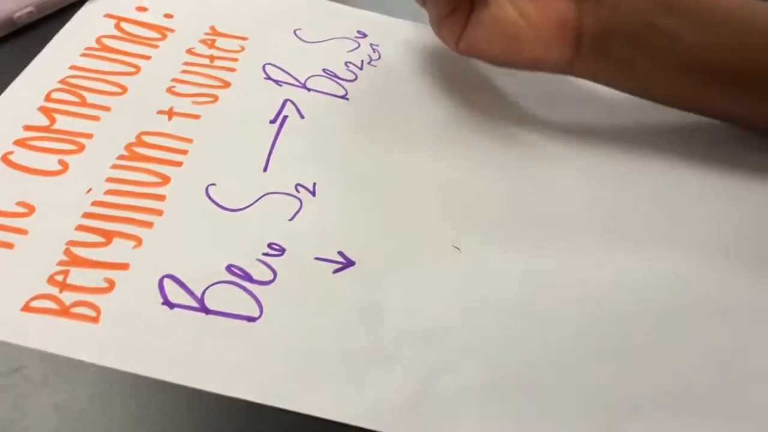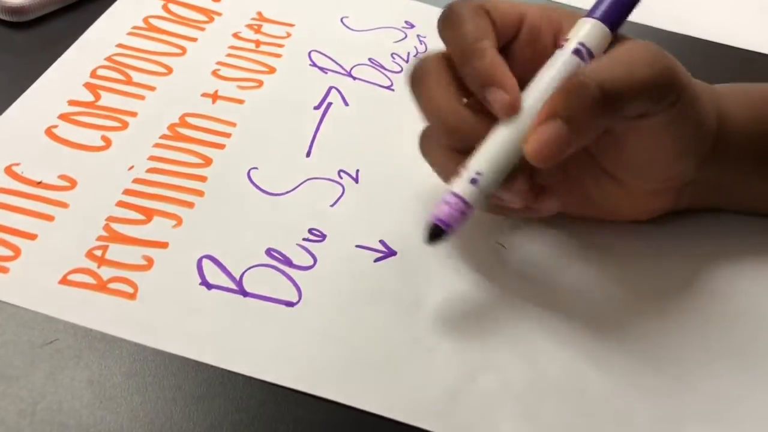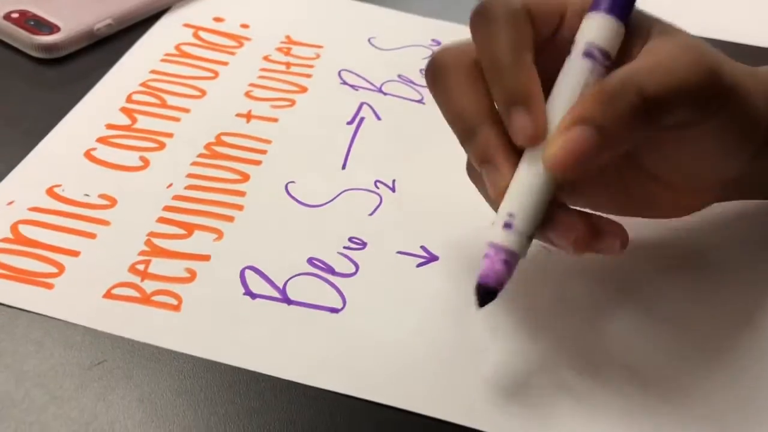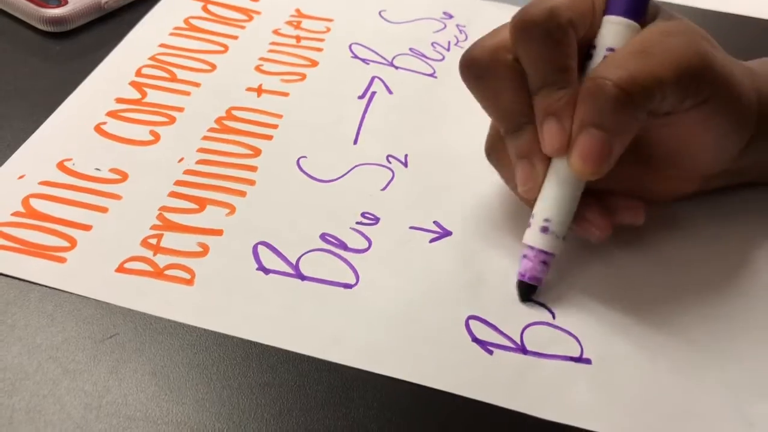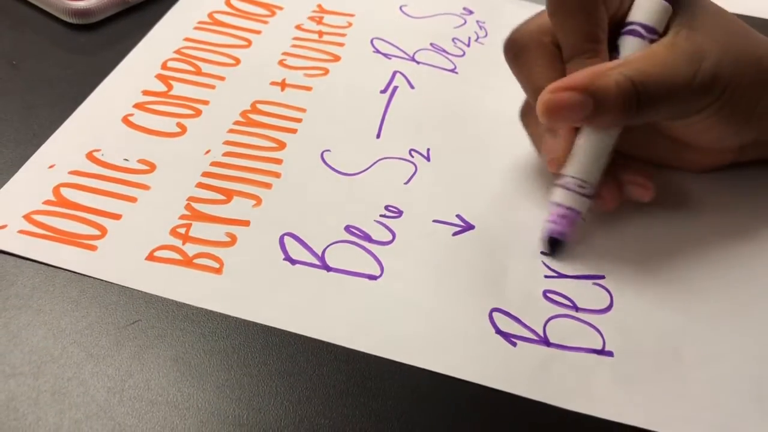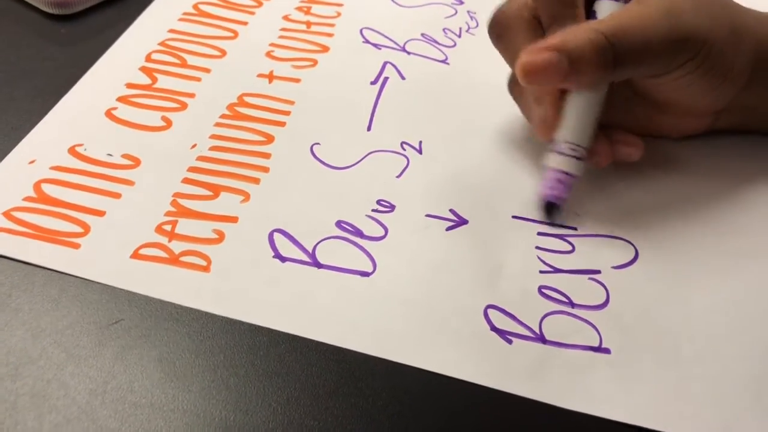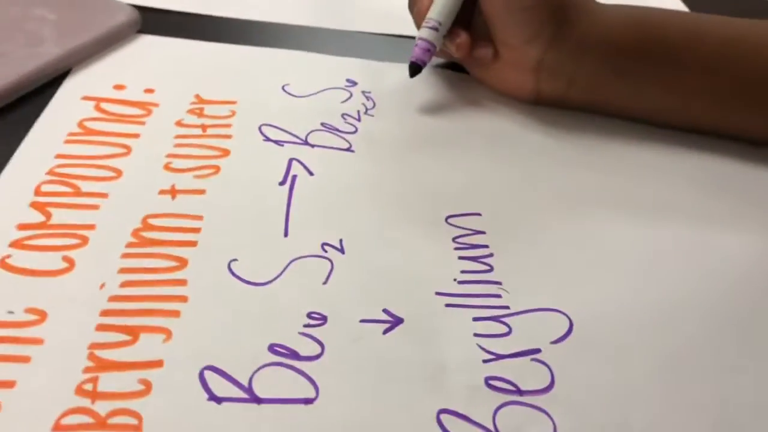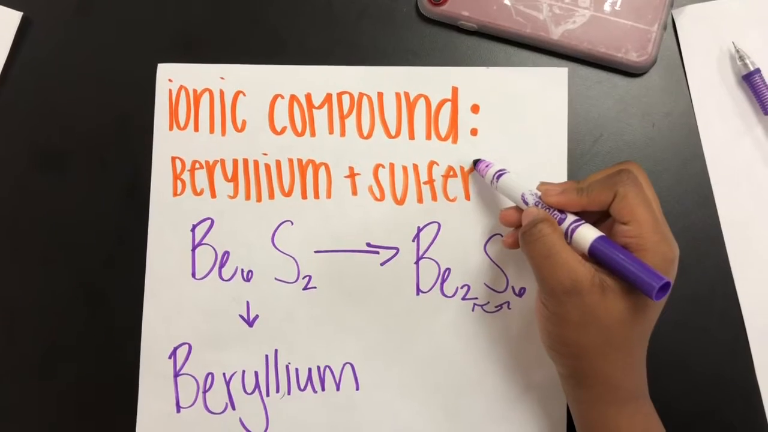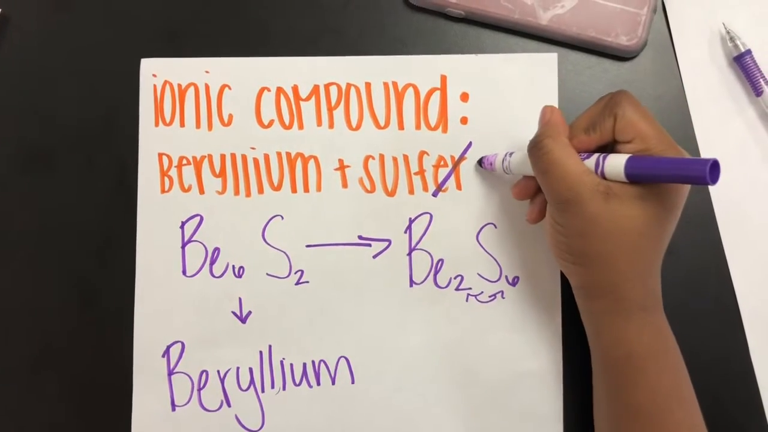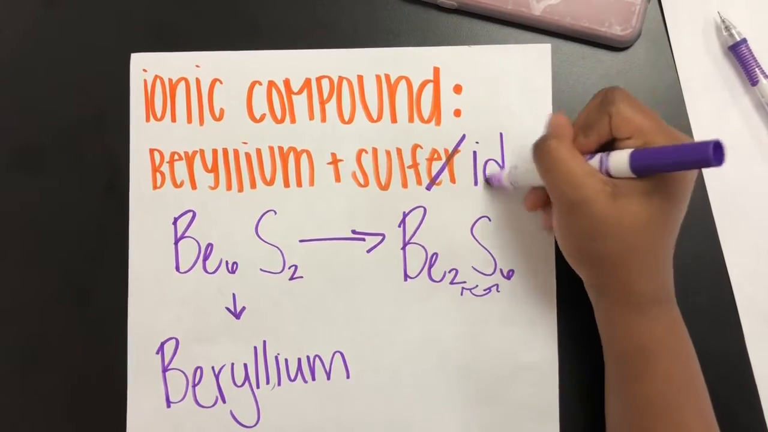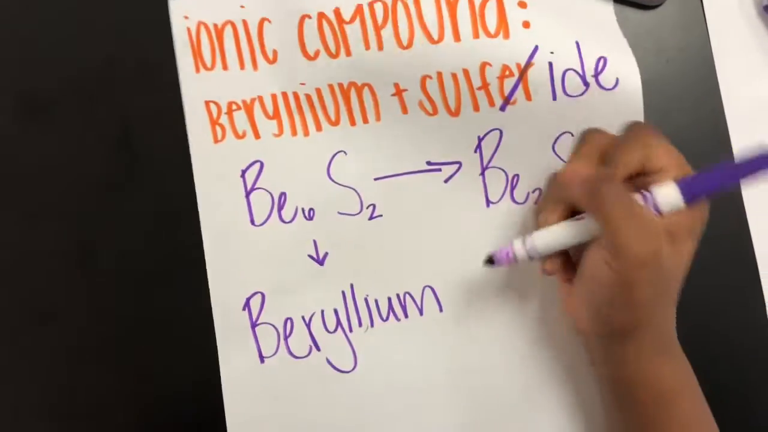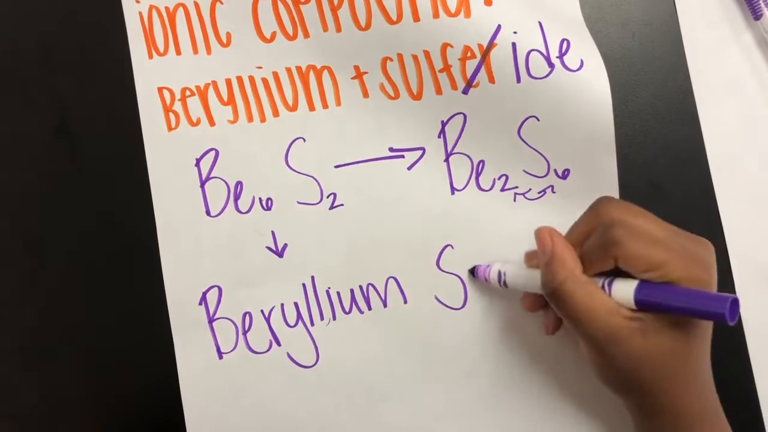Okay, now it's time to give it a name. So the first element always stays the same, so we're just going to give it the name beryllium. However, for the second guy, we're going to cross out the ending, and we're going to replace it with IDE because it's an element on the periodic table. So the name ends up becoming beryllium sulfide.